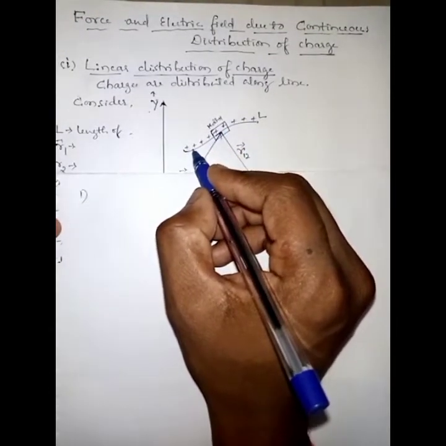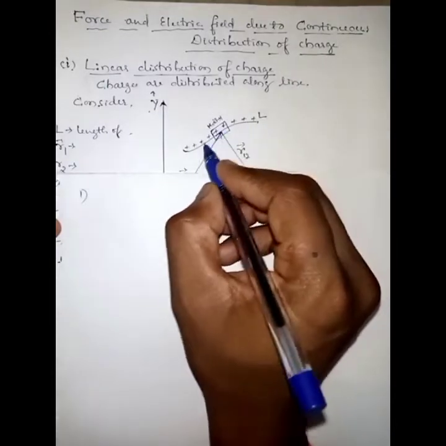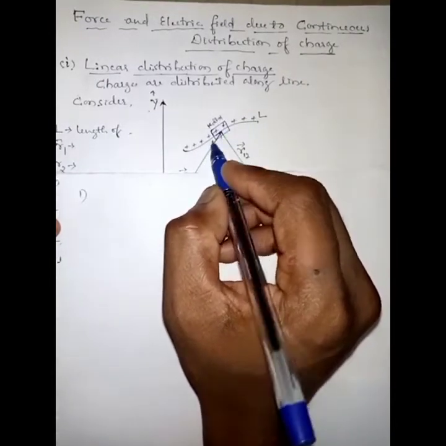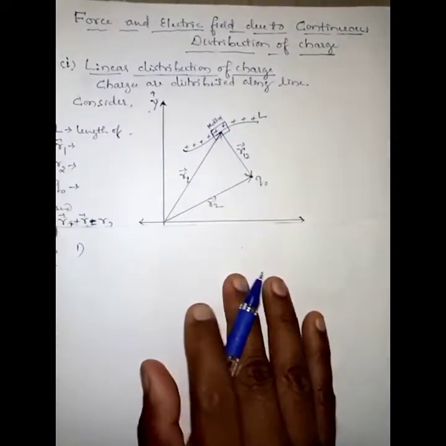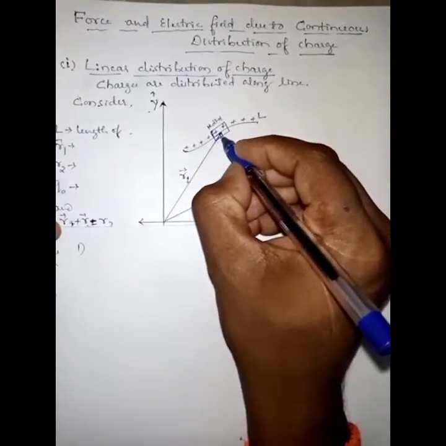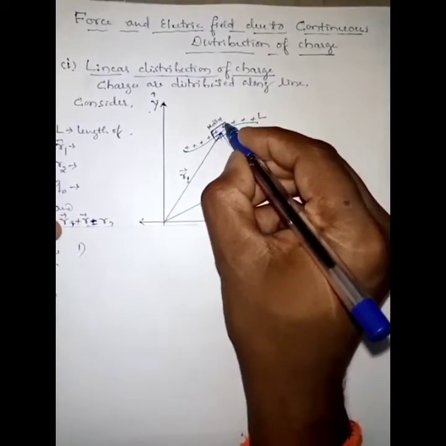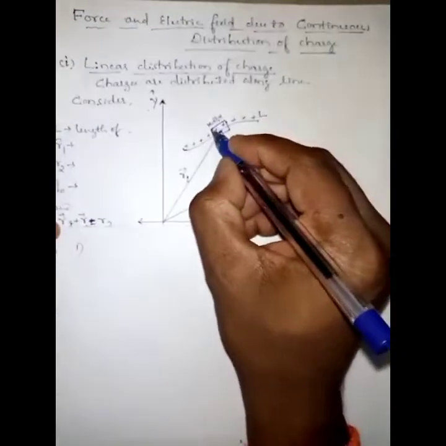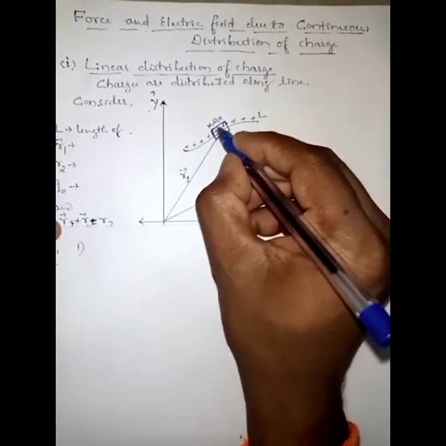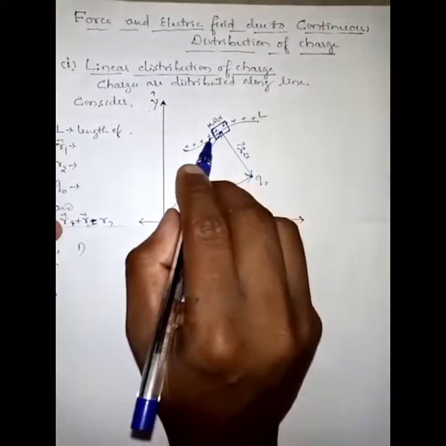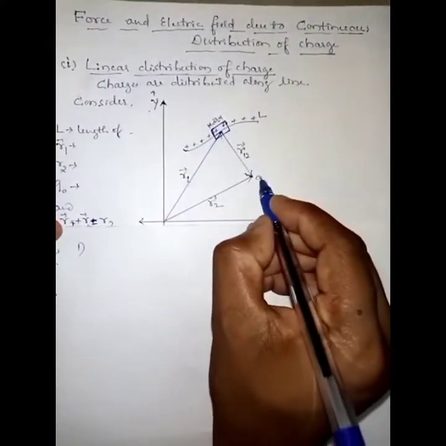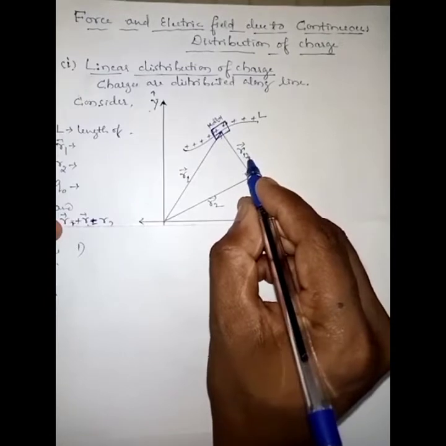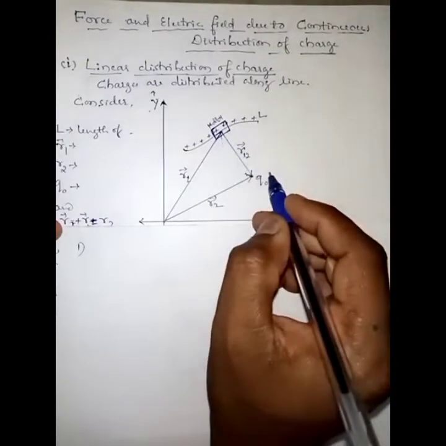To find the electric field due to this wire, how do we find it? Now I am considering a small length, that is dl. Due to this, what is the electric field at a point where q naught is placed, at a distance r12 from this one?